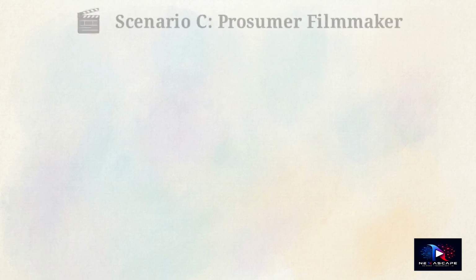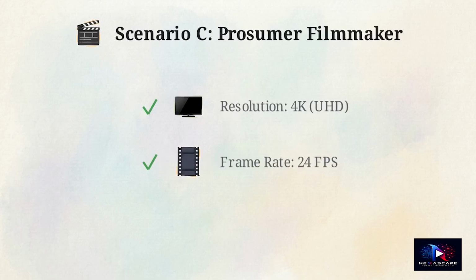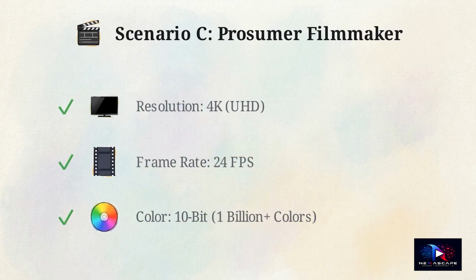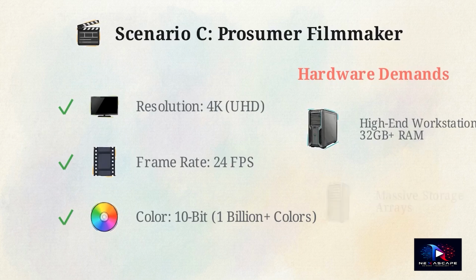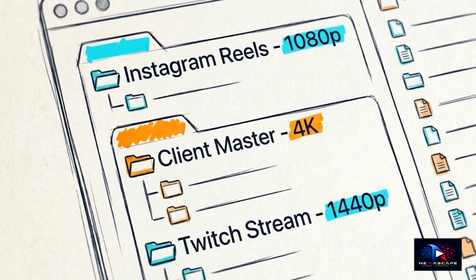Finally, Scenario C is the prosumer filmmaker shooting client work or YouTube premium content. Your formula is to capture in 4K at 24 frames per second with 10-bit color, and then deliver the final file in either 1080p or 4K, depending on the client. As this scorecard notes, this path absolutely requires high-end editing hardware and massive storage arrays. Workflow success doesn't come from blindly maxing out your camera's spec sheet. It comes from adhering to the exact formula that matches your delivery destination.